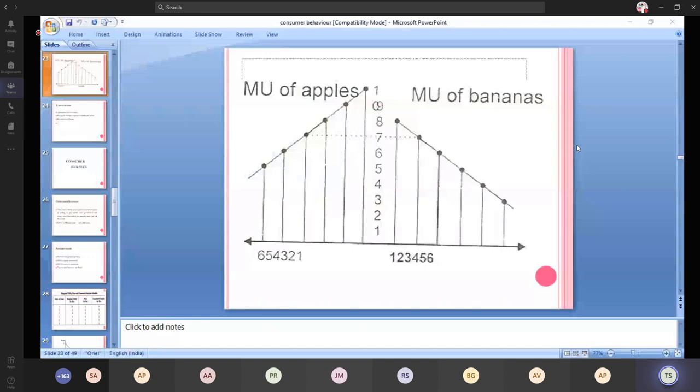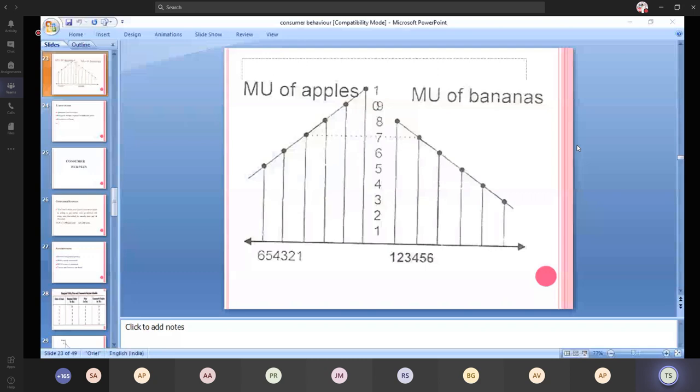Okay. So this diagram shows the levels of satisfaction, the marginal utilities of 2 commodities. On the x-axis, each line refers to the units. It's 6, 5, 4, 3, 2, 1 together. Likewise, on the right side, bananas, it's unit 1, unit 2, 3, 4, 5, 6. It's also together. So each line is a unit of the commodities, and the vertical axis shows the marginal utilities of both the commodities.